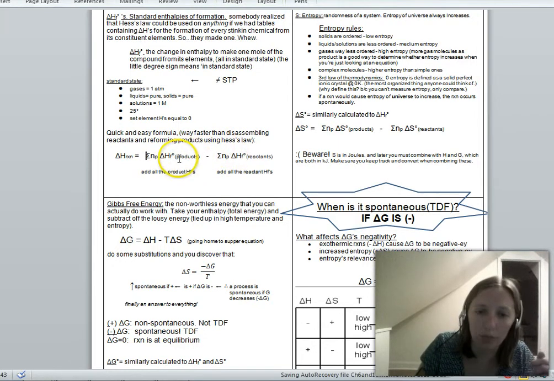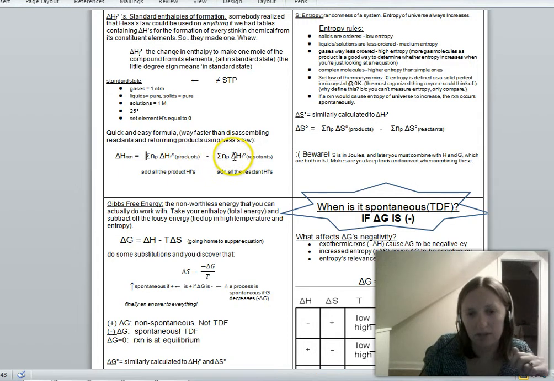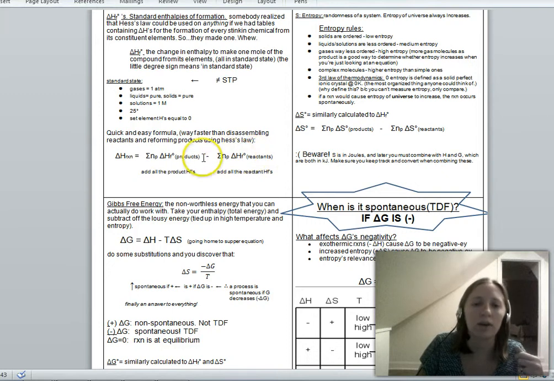So that's all of your products minus the sum of the number of moles times the enthalpies of formation of your reactants. So add up all your products, subtract the sum of all of your reactants. That's how you use this formula, which is the easier way to do it than with Hess's law.